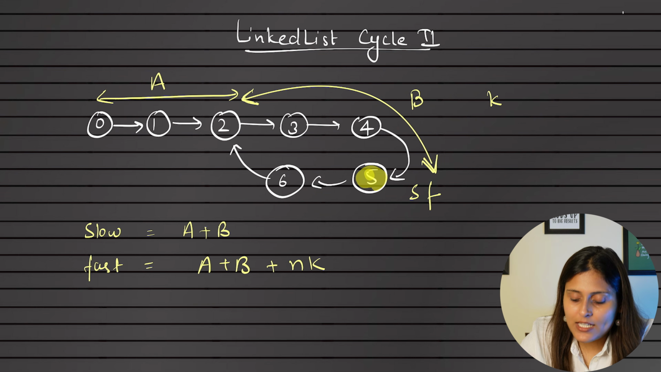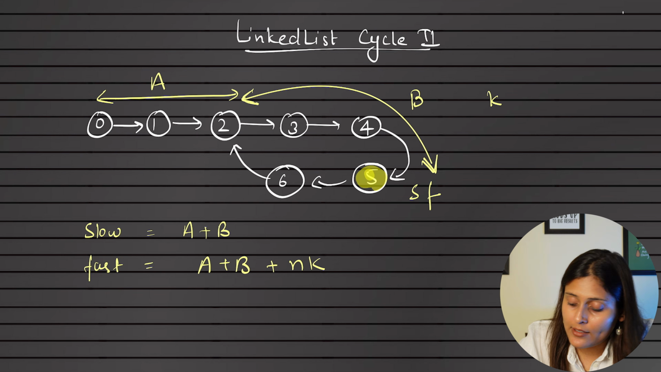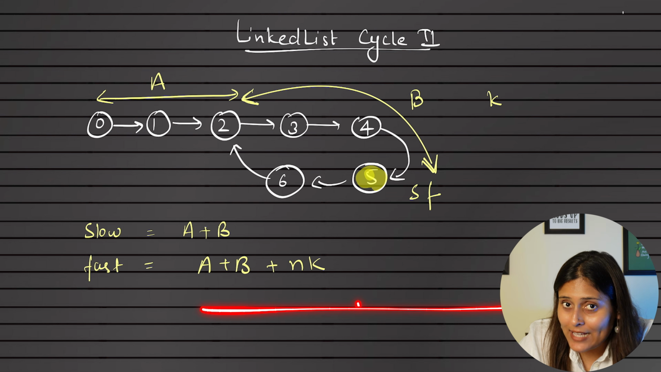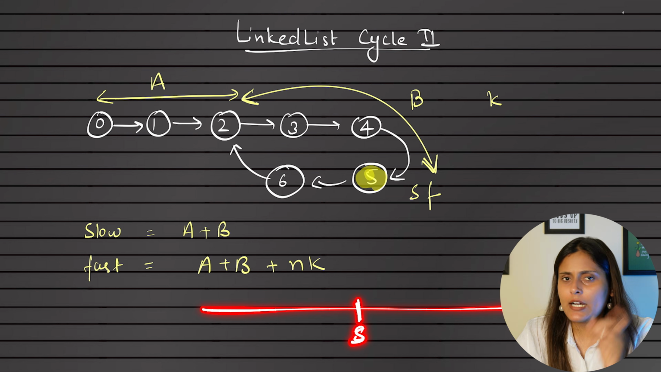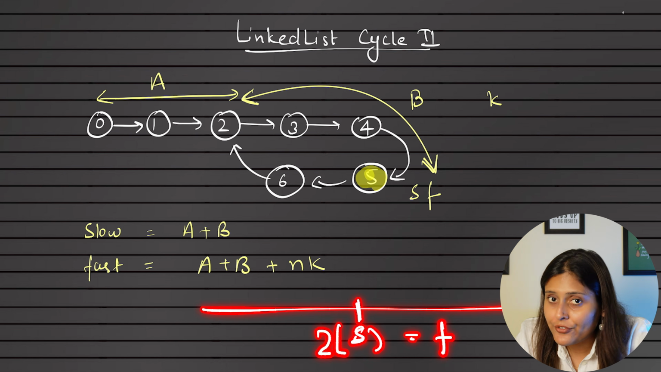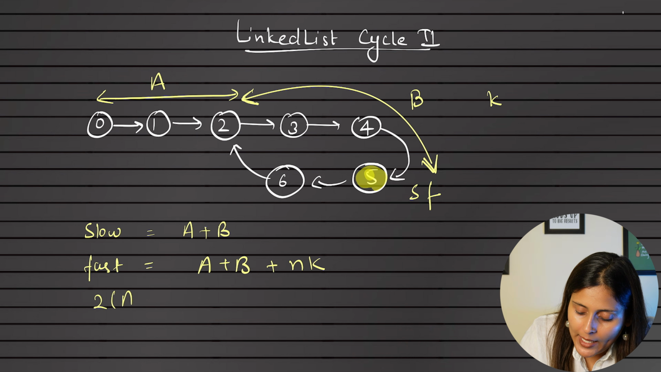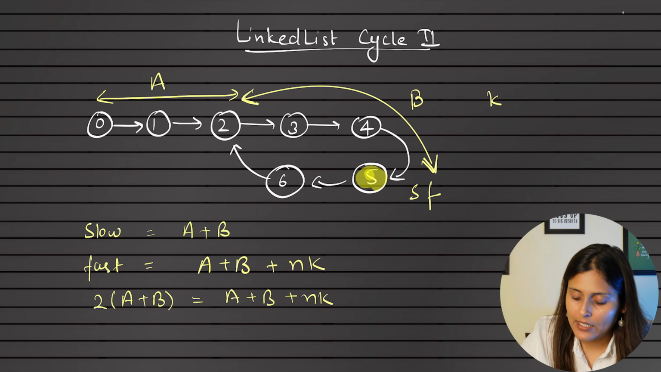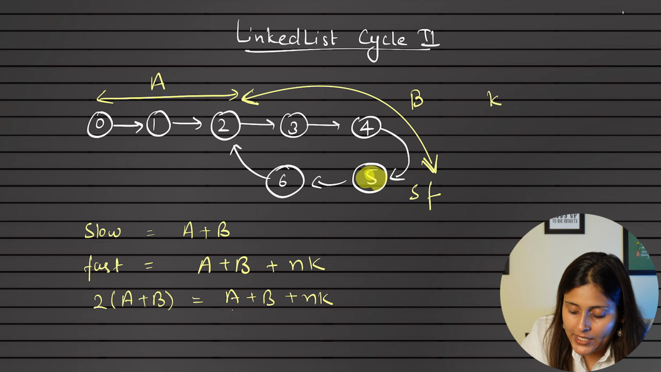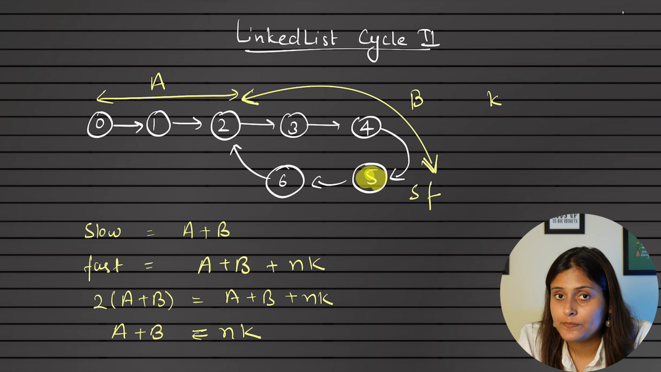Now, I know fast is moving at 2x speed. So I can surely say one thing: like in a straight line, whatever distance fast has covered, slow has always covered half of it. So 2 times S equals F. The same thing we have to write. So slow means 2 times (A plus B) is equal to A plus B plus NK. Now, when we subtract A and B, this becomes A plus B is equal to NK. Can I say that?